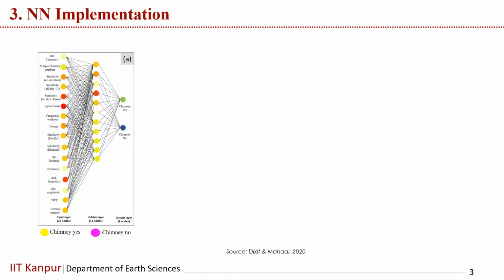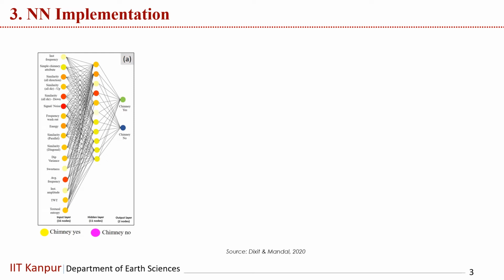After providing these points as training for the neural network to train itself, we got chimney probability values. And here you can clearly see that these yellow regions are showing the probable gas chimney areas.